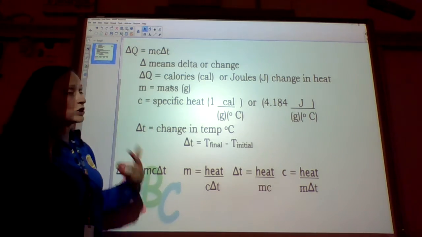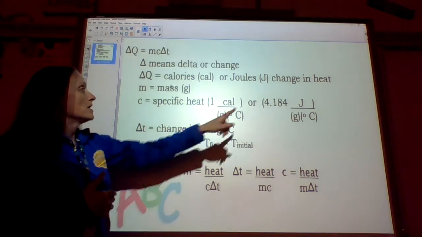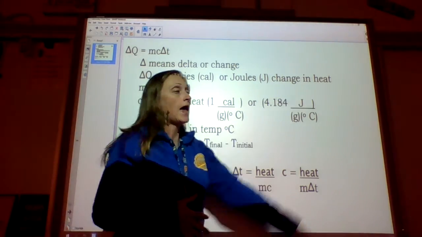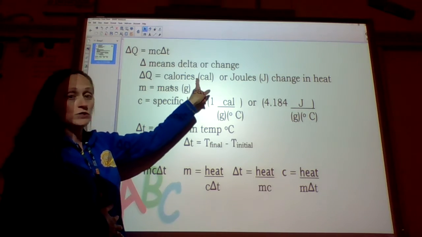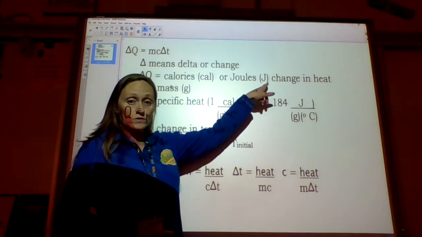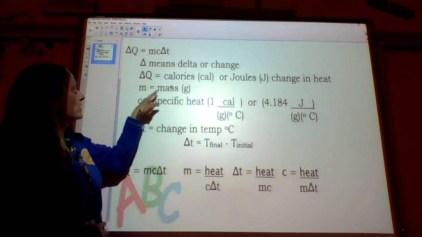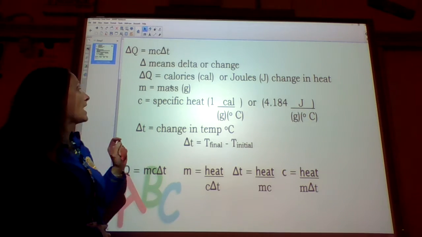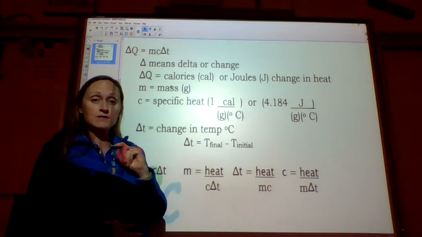So what does delta Q stand for? Well, delta Q is going to be referring to your change in heat. And Q can be measured in calories. Notice these are small calories, cal, or joules. M is going to be mass and it has to be measured in grams. C stands for specific heat.